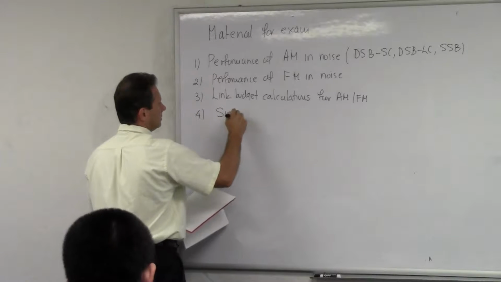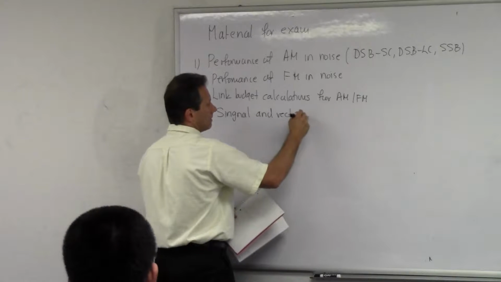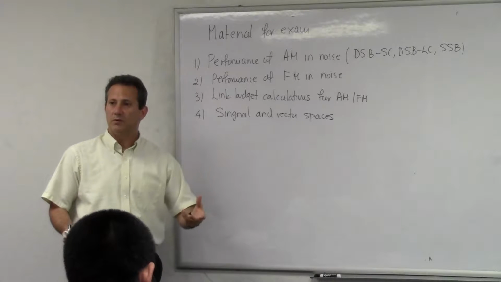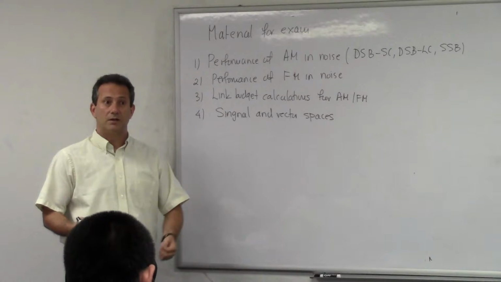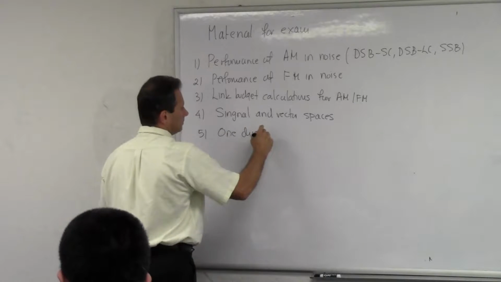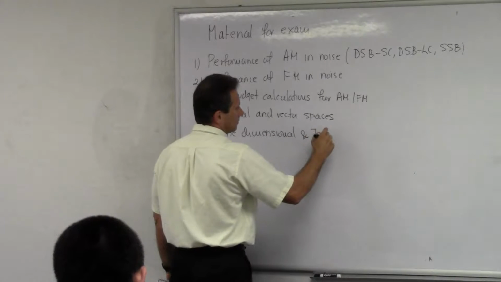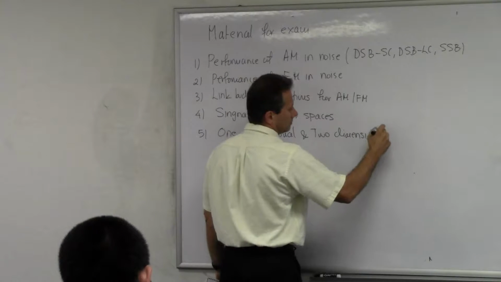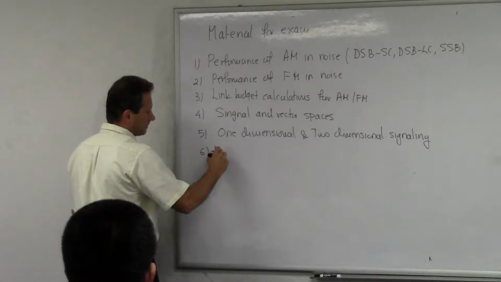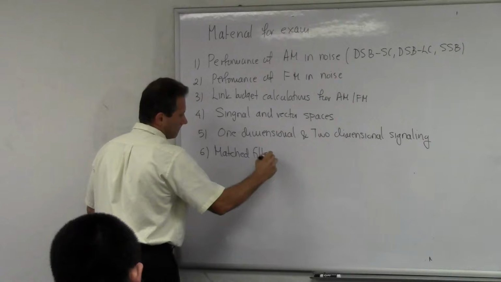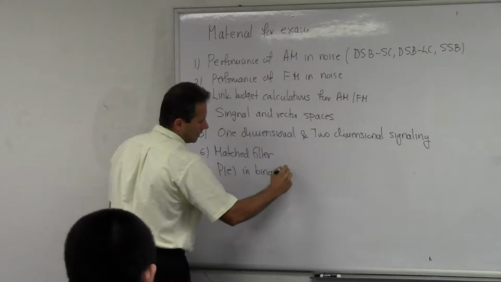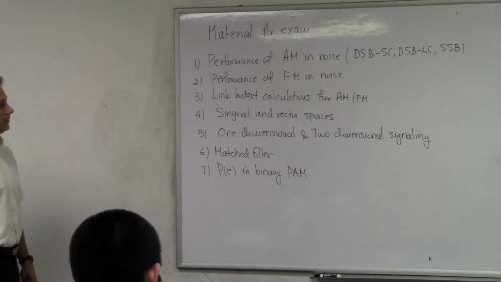Then signals and vector spaces. This whole notion of what it means, how we define the dot product, what we mean when we say the signals are orthogonal, what the norm of the signal is, all of these questions. Then one-dimensional and two-dimensional signaling, the matched filter, and the last one is probability of error in binary pulse amplitude modulation, the thing that we covered in the previous lecture.